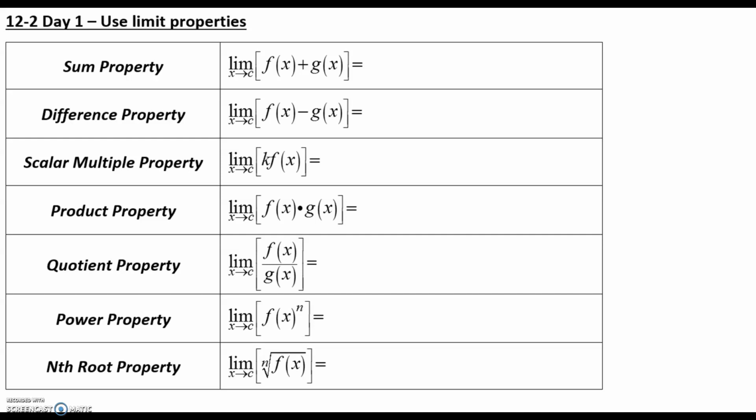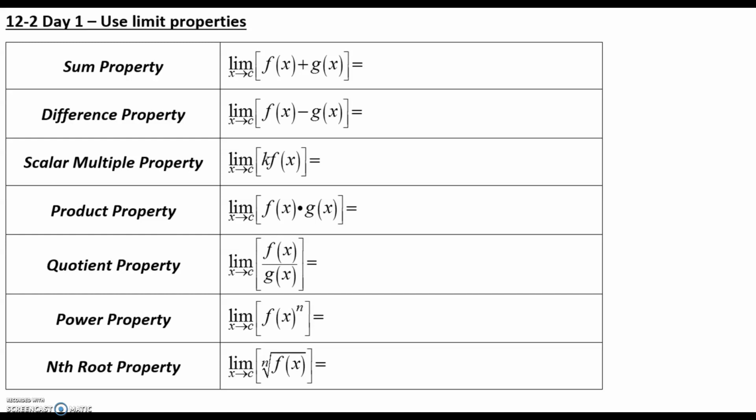Hey guys, today we're going to be continuing on to chapter 12, section 2, and we're going to learn about some limit properties. So hopefully you printed out the blank notes. If you didn't, I would recommend doing that so you don't have to write as much. But here are the properties. You do have to know all of them, but they're very intuitive, which is nice.